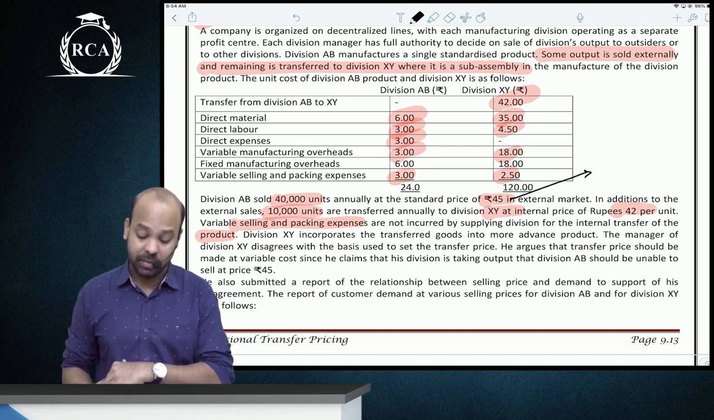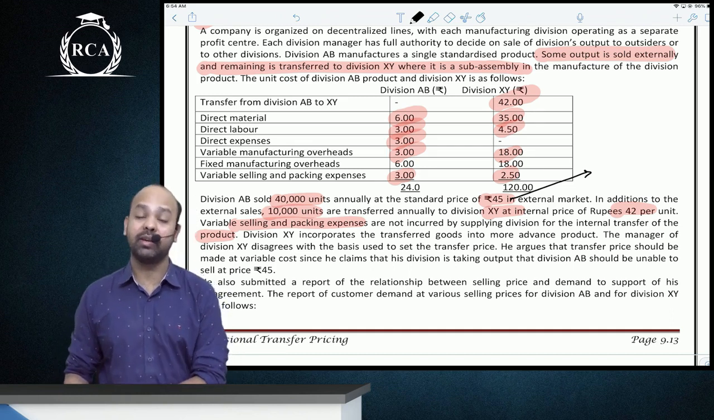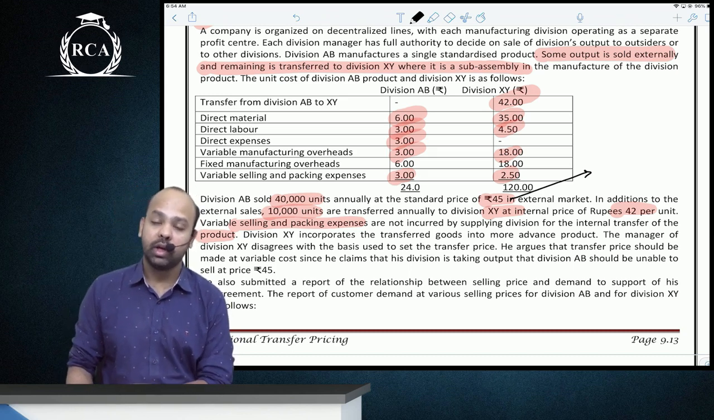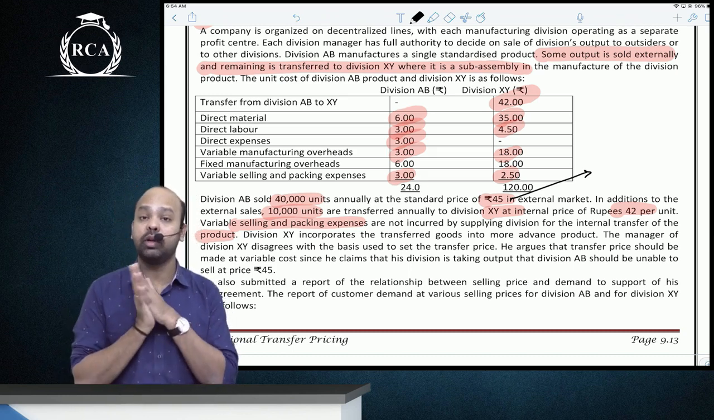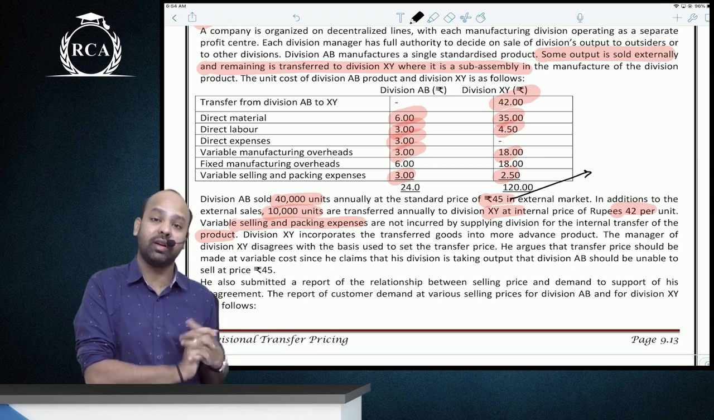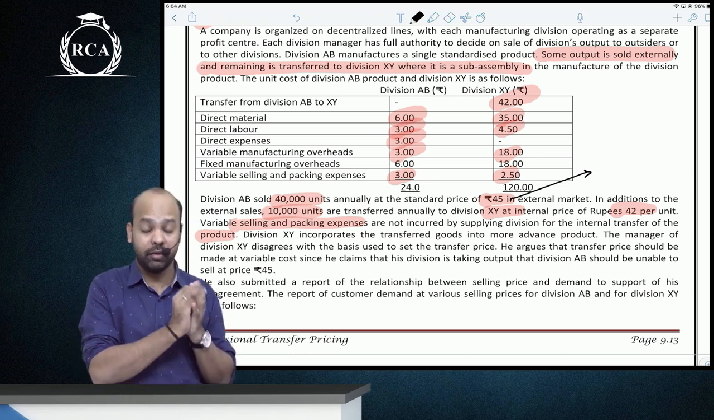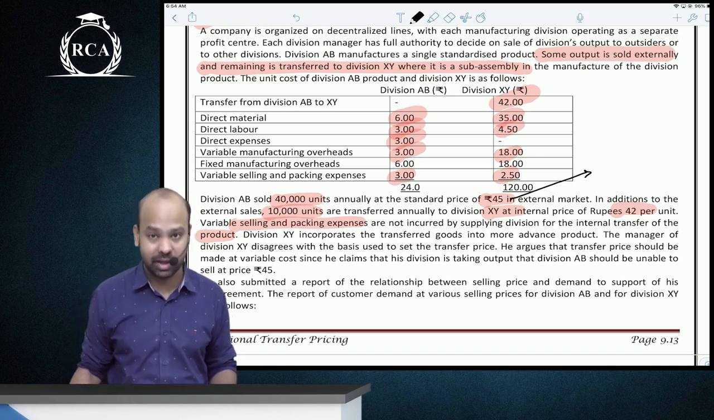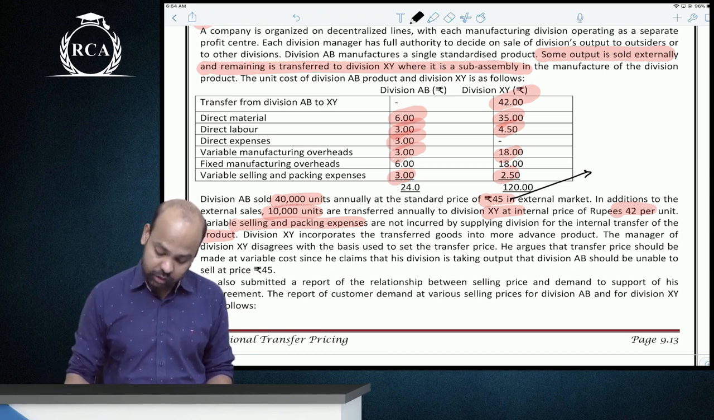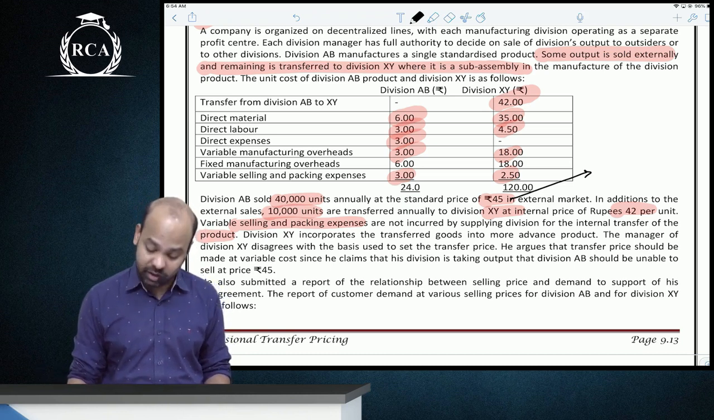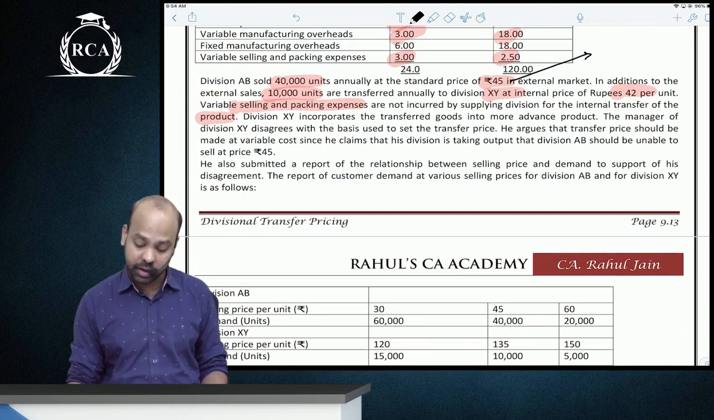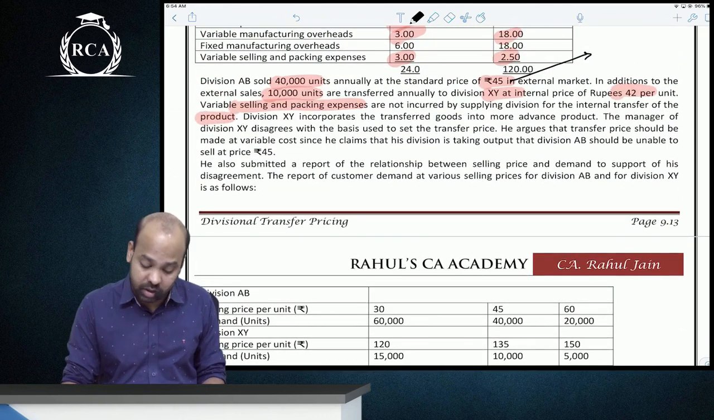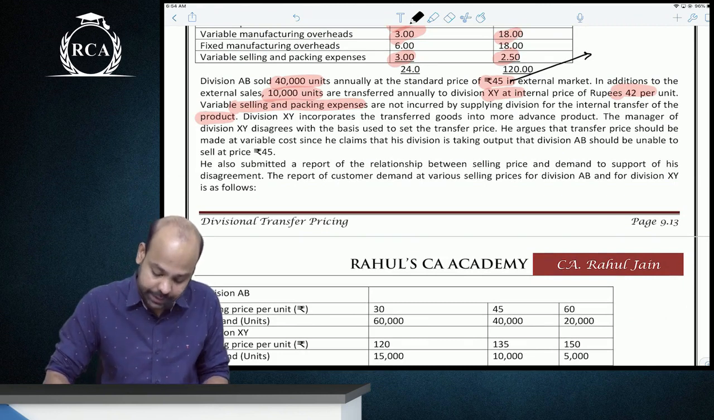So the recipient division, the purchasing division, argues that he is acquiring output which Division AB cannot sell in the external market at the price of 45. So if he is being sold goods at 45 rupees, that is unfair. He also submitted a report of the relationship between selling price and demand to support his disagreement. The report of customer demand at various selling prices for Division AB and for Division XY is as follows.